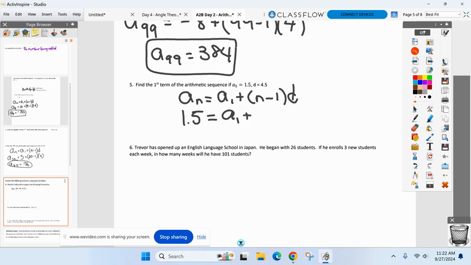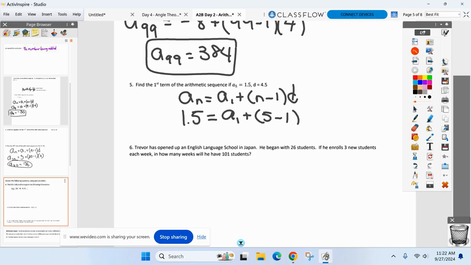Plus. Here's a huge part we have to remember. N is this term's spot in the sequence. Where does 1.5 fall in my sequence? The fifth term, doesn't it? So that is what's going to go here. These two always go together. This is whatever spot the term is in. 1.5 is the fifth term in the sequence. Minus 1, and I already gave you your D value.